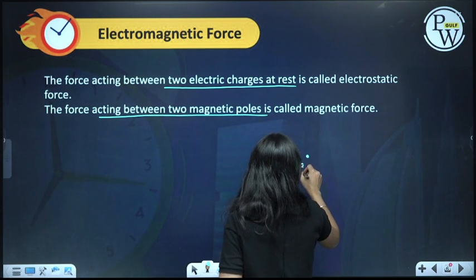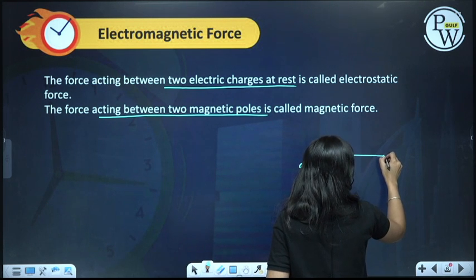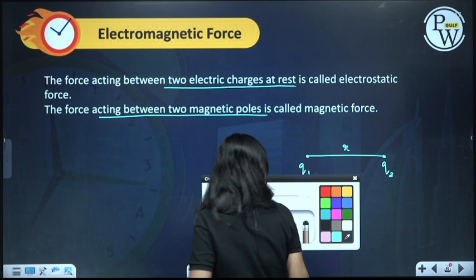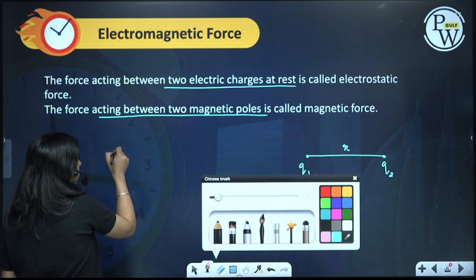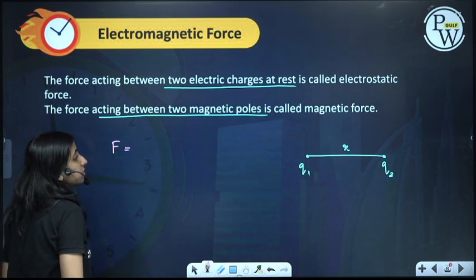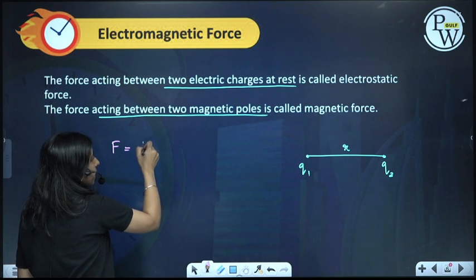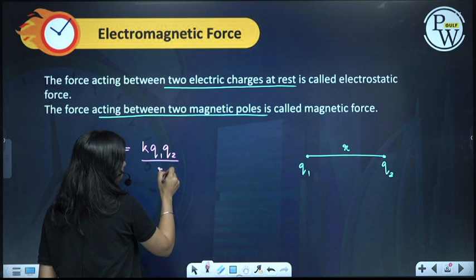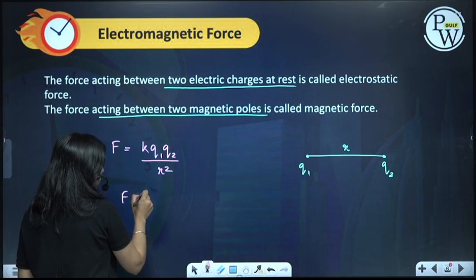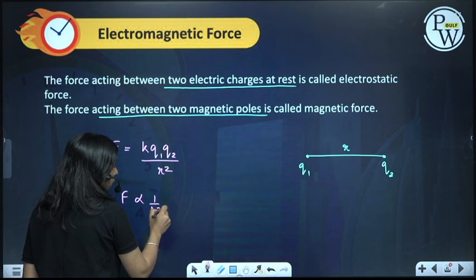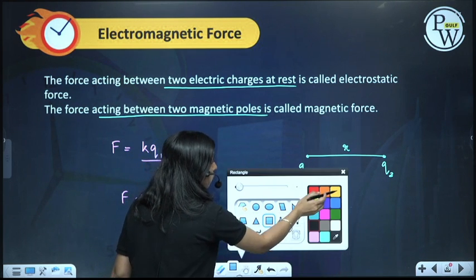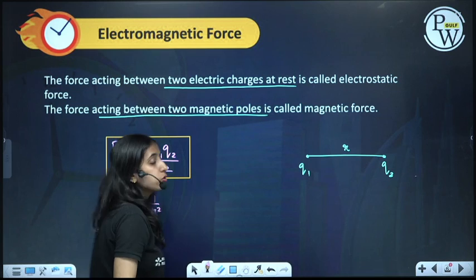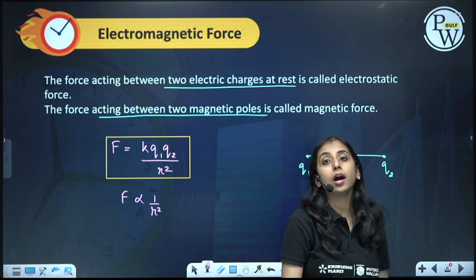Suppose we have two charges Q1 and Q2 which are placed r distance apart. So the electrostatic force between them will be equal to k q1 q2 divided by r square. This force is also proportional to 1 by r square.